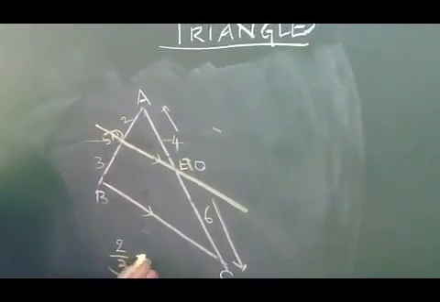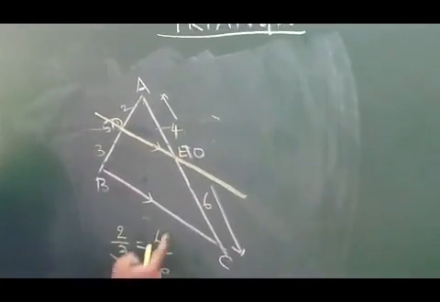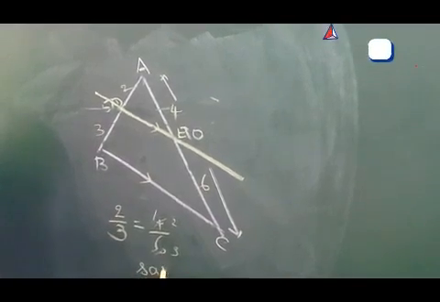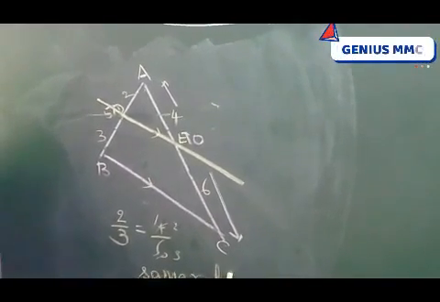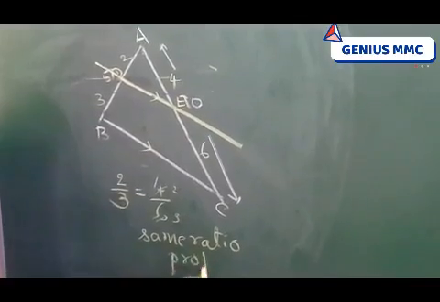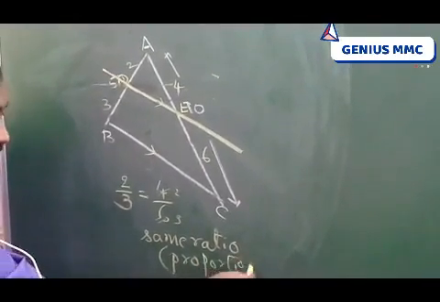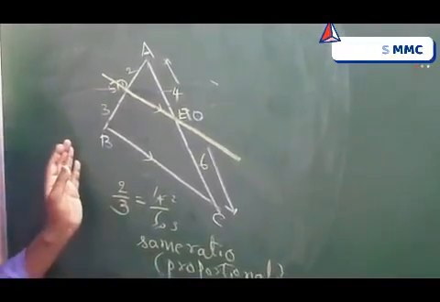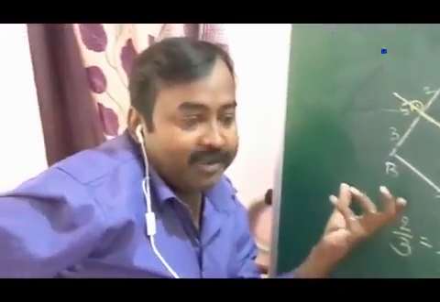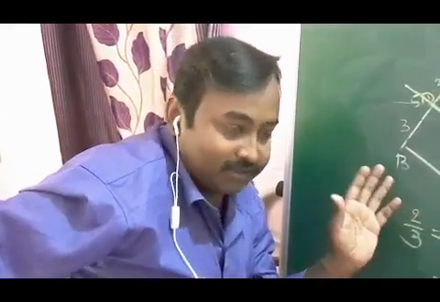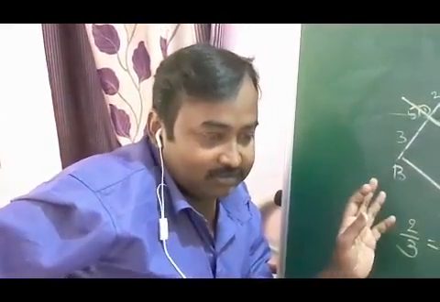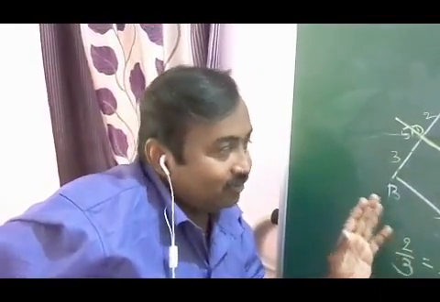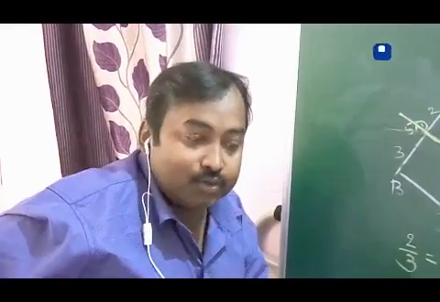2 by 3 is equal to what? 4 by 6. See, the 2s are the same, the 3s are the same. It divides into the same ratio. It is also called what? Proportional. So this is a verification of the basic proportionality theorem by activity, not a proof of the theorem. Next class we will study the proof of it. So this activity method, what we explained, is 2-3 different activities.